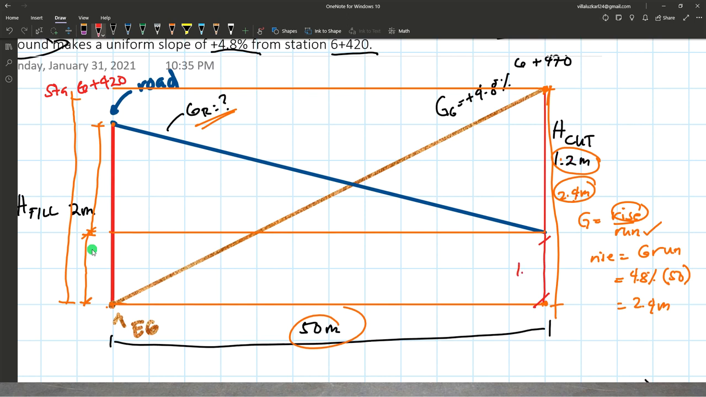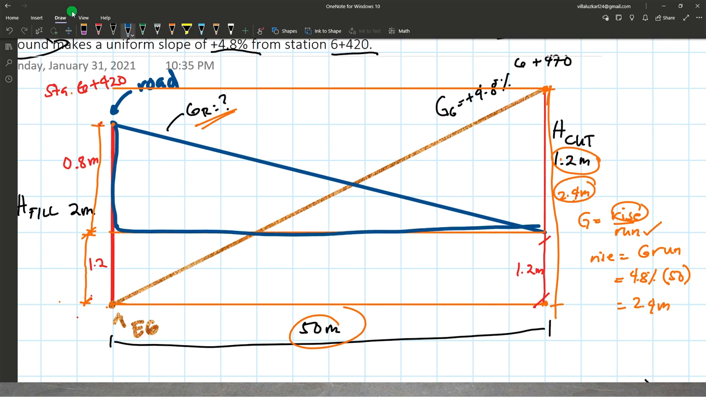2.4 minus 1.2, this is 1.2 meters. Extending that here, this is 1.2. So if we have a total height of fill of 2 meters, we can just simply subtract 2 meters by 1.2, we have 0.8 meters. Okay. And focusing on this triangle right here, which we can use now in the grade of the roadway, because we already have the difference in elevation of the starting point and end point of the roadway, which is 0.8. So the grade of roadway is rise, which is 0.8, over run 50.